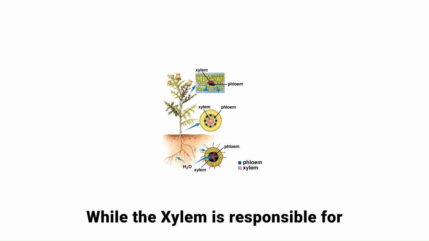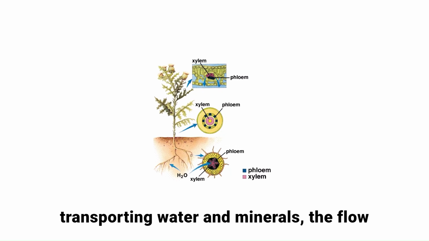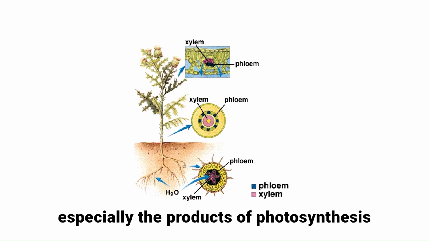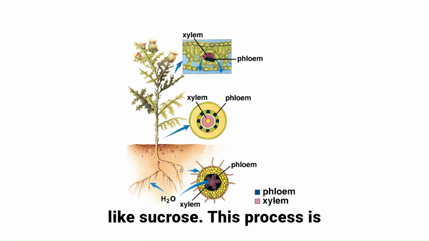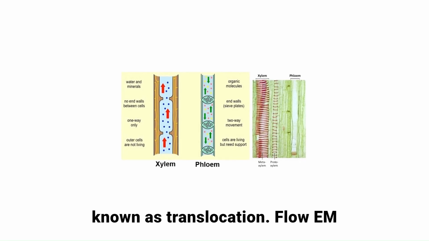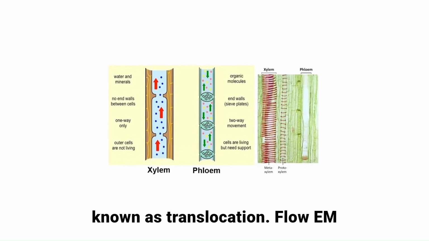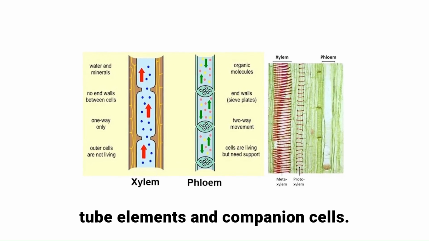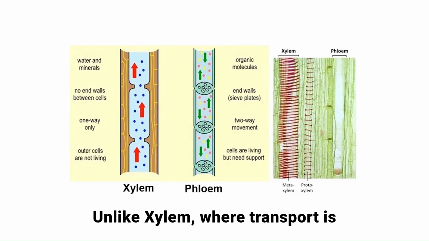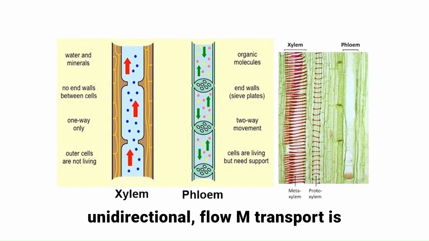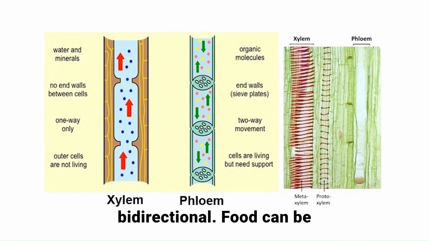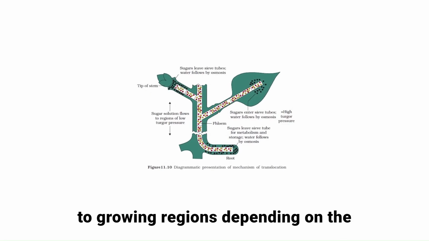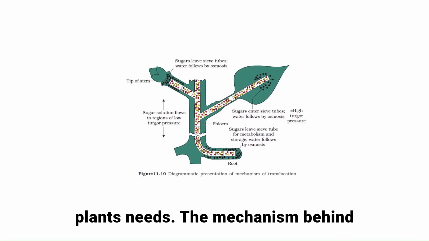While the xylem is responsible for transporting water and minerals, the phloem takes care of the movement of food, especially the products of photosynthesis like sucrose. This process is known as translocation. Phloem consists of living cells, mainly sieve tube elements and companion cells. Unlike xylem, where transport is unidirectional, phloem transport is bidirectional. Food can be transported from the leaves to roots or to growing regions depending on the plant's needs.